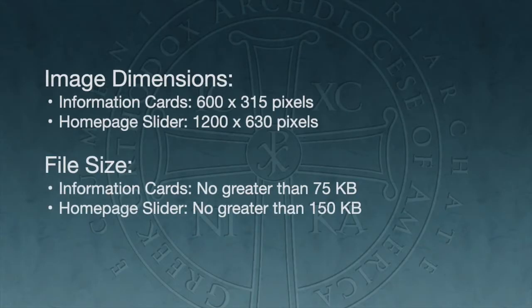Here are your specifications. We suggest that you aim to crop your images to 600 by 315 pixels for the information cards and 1200 by 630 pixels for the homepage slider. As you continue to work with your website and optimizing your images, you may find that slightly different sizes may work better for you.